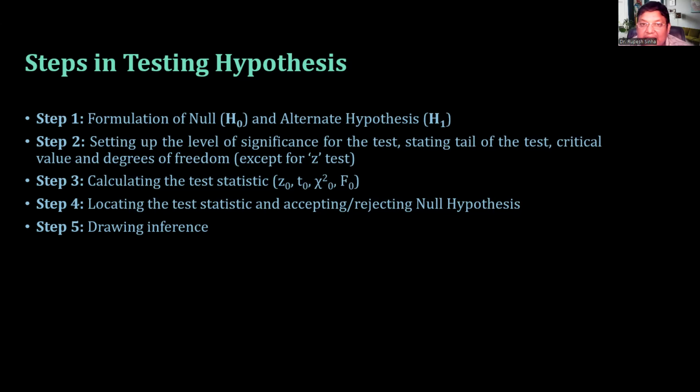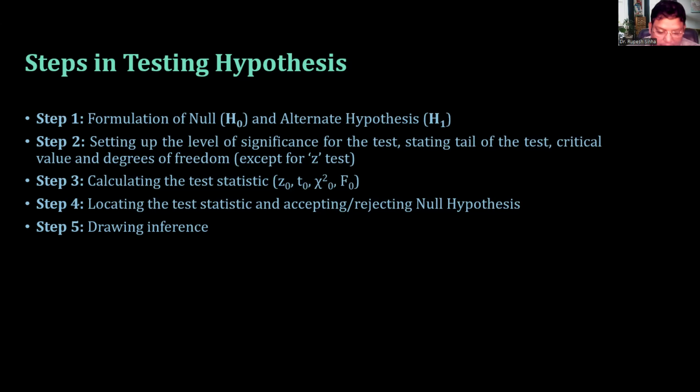Then we will calculate the test statistics. We will locate whether whatever value we have calculated goes in the area of acceptance or rejection, and based on that we will accept the null hypothesis or we will go for alternate hypothesis, and then draw the inferences. So these are 5 steps whenever we are going to test the hypothesis. Now let us go into more detail about it, like what is null hypothesis, what is alternate hypothesis. So I'm going to explain everything.